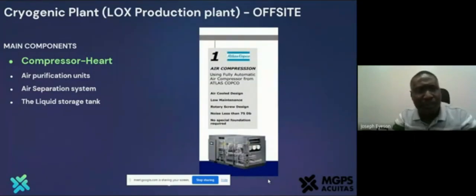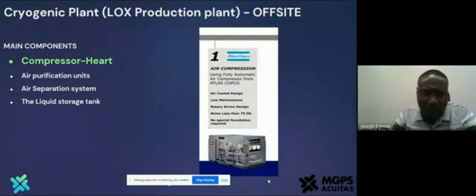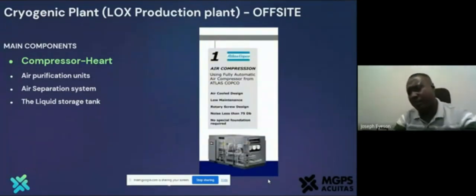There are four main components of this cryogenic plant. We talk of the compressor, which mainly is the heart of the entire thing. And we talk about the air purification units, then the air separation units, and then liquid storage tanks.